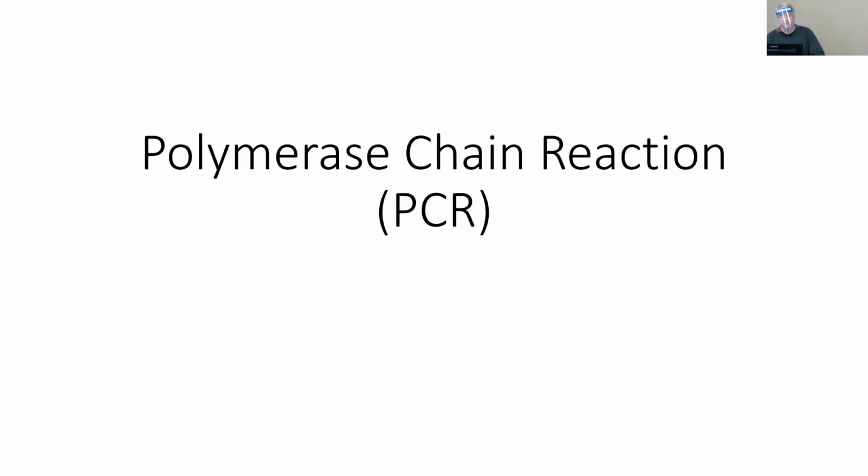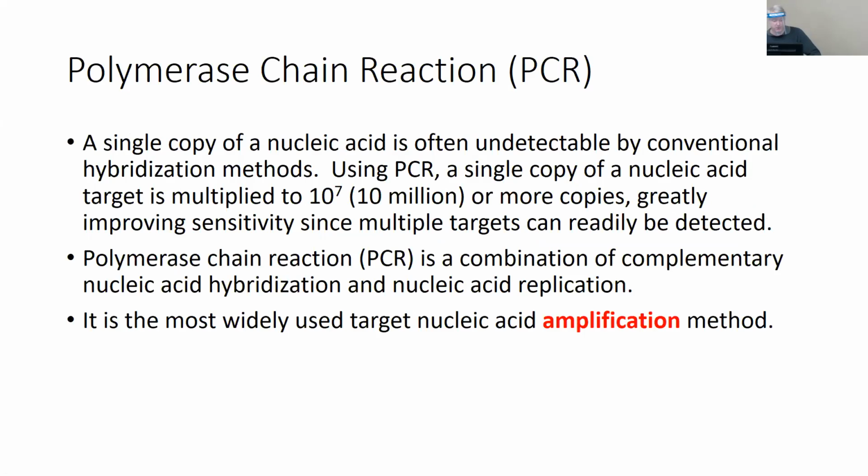Polymerase chain reaction, PCR, is big on the list of things we're doing today with COVID. A single copy of nucleic acid is often undetectable by conventional hybridization, so we need to do something to amplify that. Using PCR, a single copy of nucleic acid target is multiplied 10 million times, greatly improving its sensitivity to be detected. So we don't need a whole lot, we just need maybe one virus. You may not have but one virus in your nasal cavity, but if they get it on that swab and they do PCR, they're going to find it. It's going to be there.